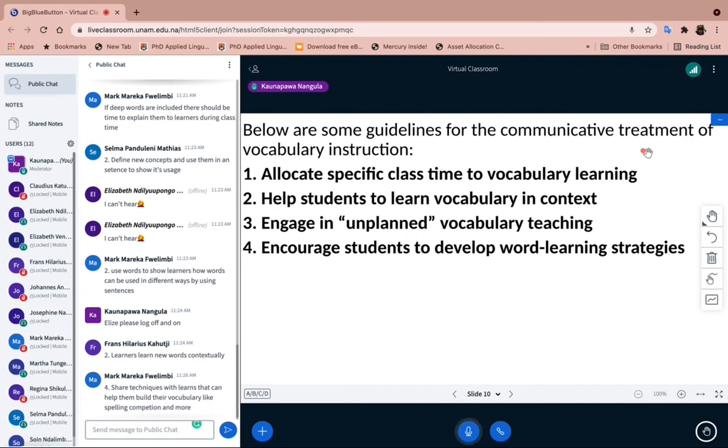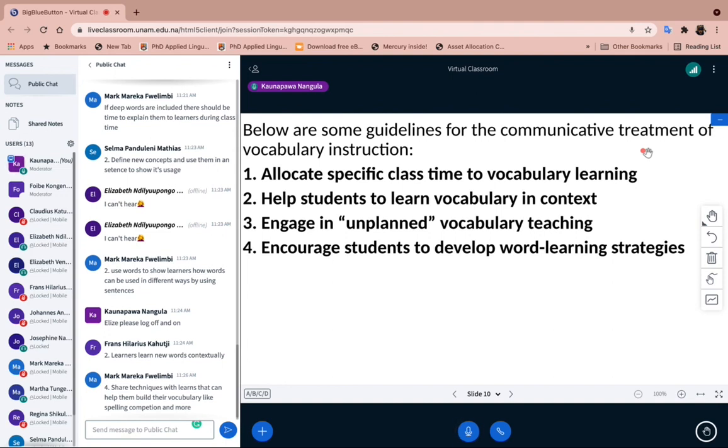Number 4, share techniques with learners that can help them build their vocabulary, like spelling competition and more. All right, thank you very much for your contribution. Any other contributions? Because we are just predicting. All right, we are just predicting. Tomorrow's class, we'll see this. We'll verify these points. Okay.